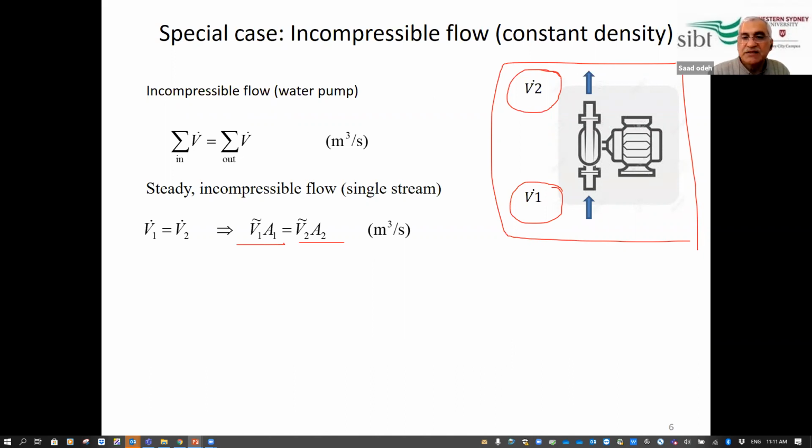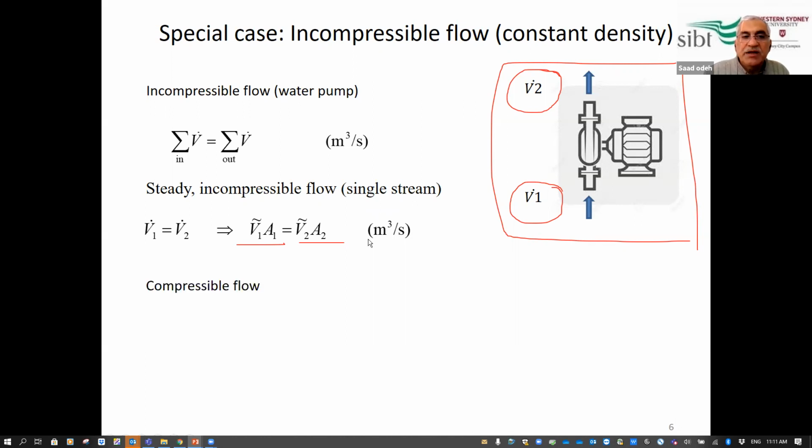You will find later on that in many systems there are differences between the inlet area and the exit area. It depends on the type of system. So therefore, each side has different values for area and different values for velocity, because if you change the area, the velocity will change to keep the balance the same.